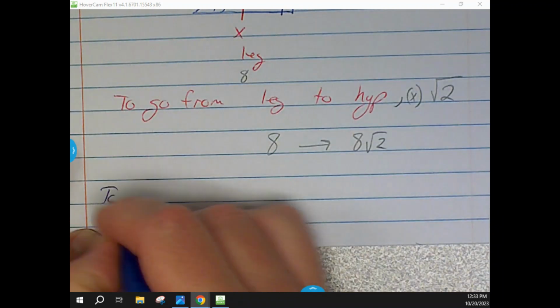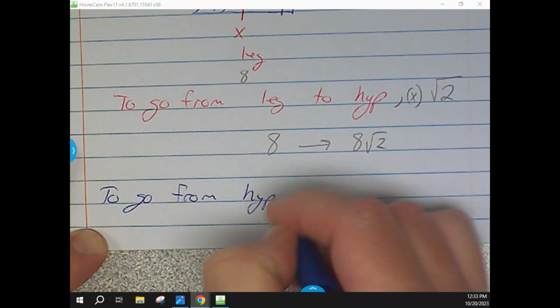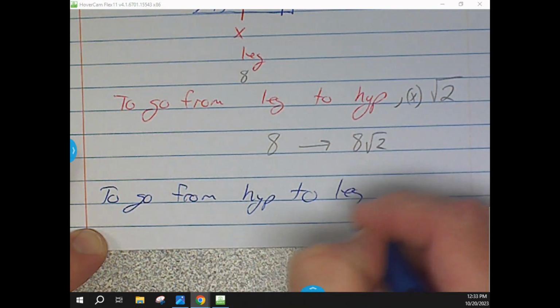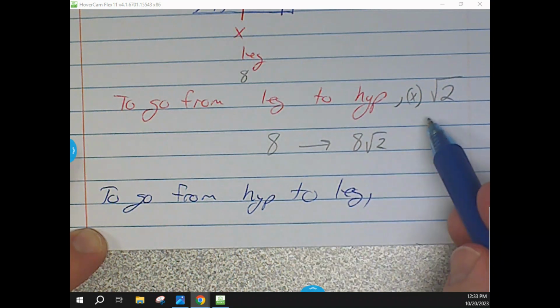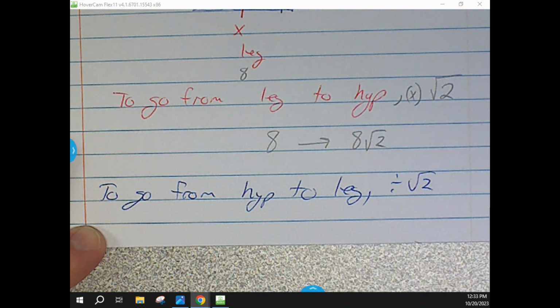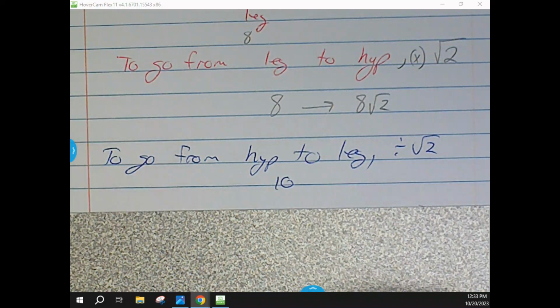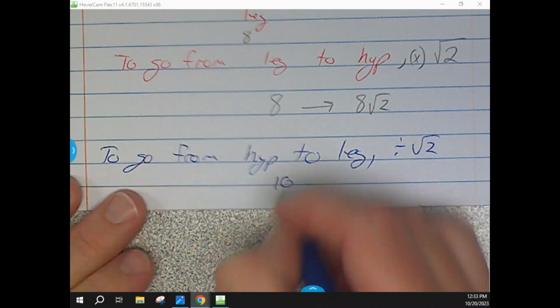Okay, and then to go from the hypotenuse to the leg, we're going to do the opposite. Instead of multiplying by square root of 2, we're going to divide by square root of 2. Now, again, we're just going to make up a whole number on this. Let's say it was 10. Actually, hang on. Let's make it 7.